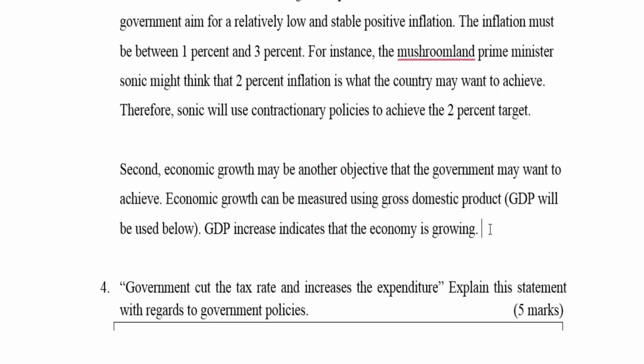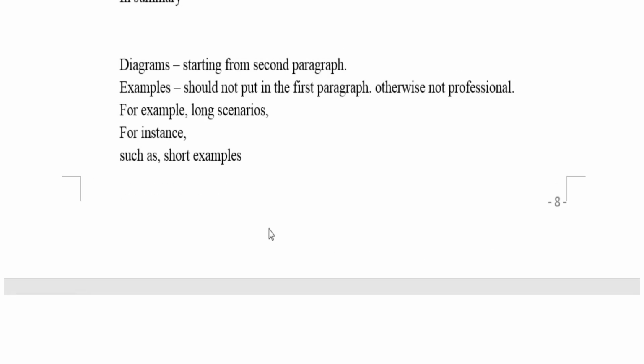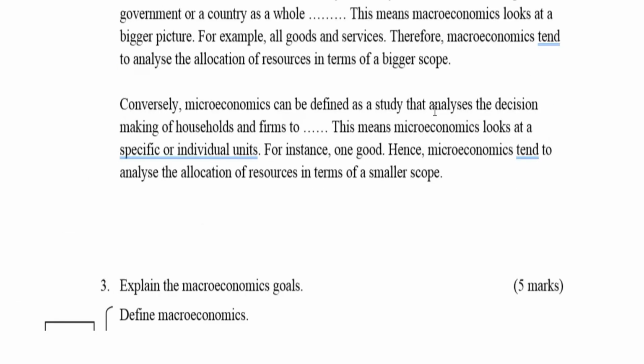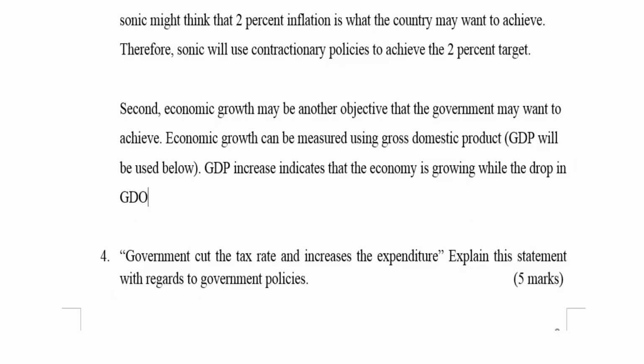So I can also use another contrasting word. If I want to show two sides, maybe I can use "whereas", which is also a contrasting word. Whereas the drop in GDP will indicate the opposite. Something like that is good enough.